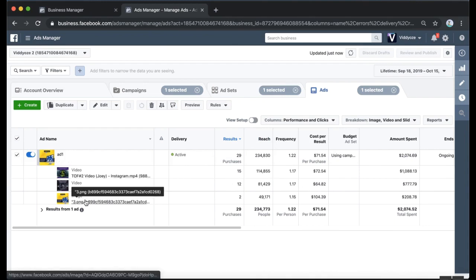Whereas my image, if you can see right below, has only given me 2 purchases, but look at the cost per result: $104. I'm not losing money, of course, because my average order value is $150 or $160, but it's not ideal. I know I can do way better with my images.